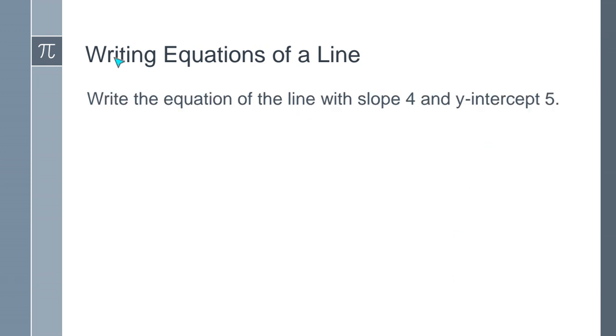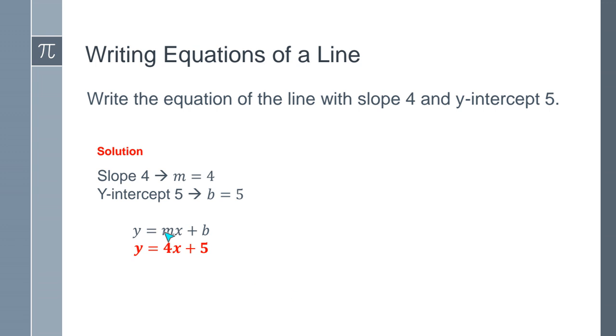It says writing equations of a line: write the equation of a line with slope 4 and y-intercept 5. What you want to ask yourself is, do I know the slope and do I know the y-intercept? In this case, we know both. So I'm going to use the y-intercept form of a line. I have y is equal to my slope. In this case, they tell me it's 4, so I'm going to replace m with 4. And they tell me my y-intercept is 5. So my answer is y equals 4x plus 5. And that was it. We were able to do that because we know what the slope is and we know what the y-intercept is.